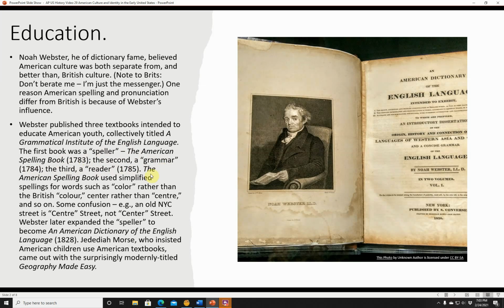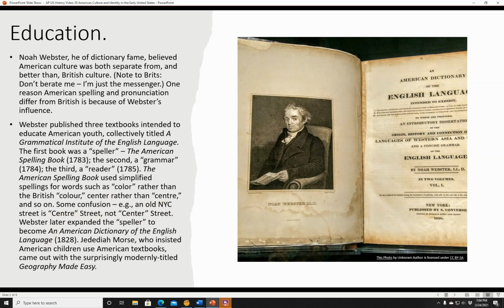The American Spelling Book used simplified spellings for words such as color, C-O-L-O-R, rather than the British color, C-O-L-O-U-R, and then center, C-E-N-T-E-R, rather than C-E-N-T-R-E, and so on. There's still some confusion today. For example, a very old street in New York City is Centre, British spelling, C-E-N-T-R-E Street, not C-E-N-T-E-R Street. Webster later expanded the speller to become an American dictionary of the English language in 1828.